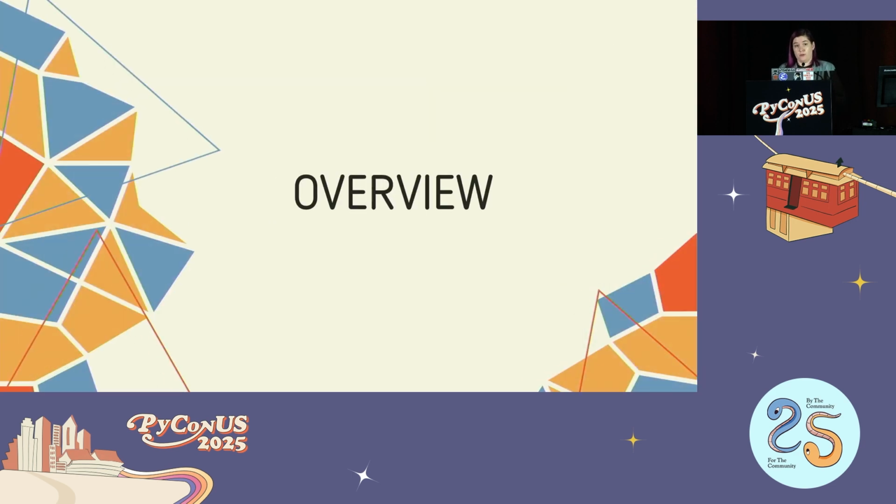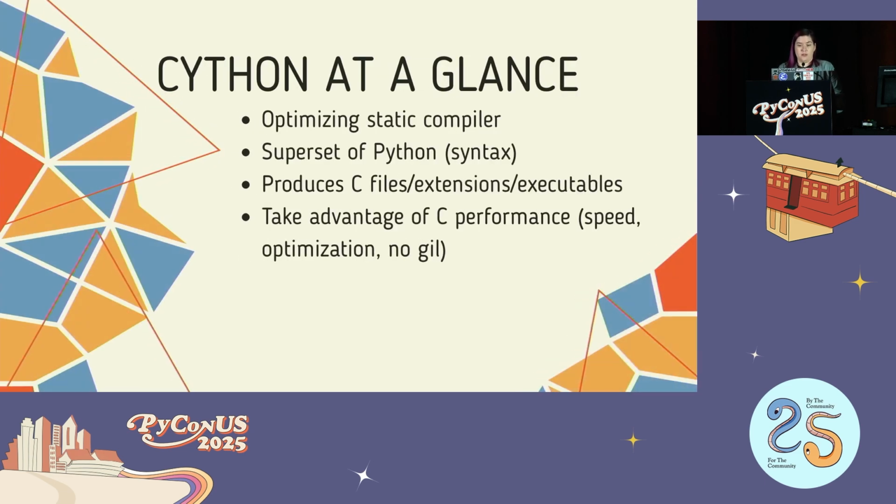In terms of an overview of Cython, I hope you know a little bit about it. Cython at a glance is an optimizing static compiler. It's a superset of the Python language. You'll get to see language examples in further slides. It produces C files and extensions and executables. You can take advantage of C performance, so the speed, optimization, releasing the GIL. I previously had written in Cython just to gain performance, but this was an example of using Cython to make something accessible that wouldn't be otherwise.